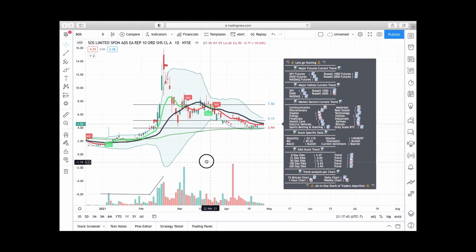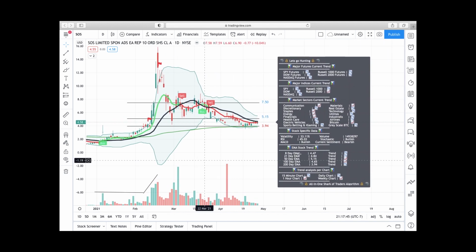Okay, and like I said, guys, we've said that our MACD is bullish, our stochastic is bullish, but the current sentiment for this stock is bearish, all right? And the reason why it's bearish is because it still needs to find a level of support above this 515 level, okay? That's this line.